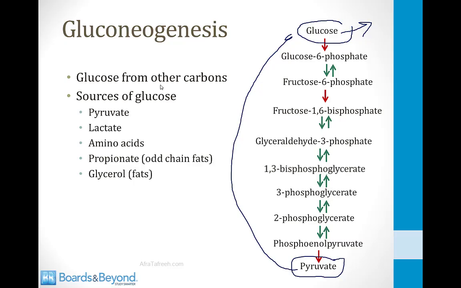So for example, other sources of carbon can be used by gluconeogenesis to make glucose. Lactate, some amino acids, propionate, which comes from odd chain fatty acids, and glycerol, which also comes from triglycerides. All of these can be converted into pyruvate or other intermediates of gluconeogenesis and then converted back into glucose so that cells can use the glucose for energy.